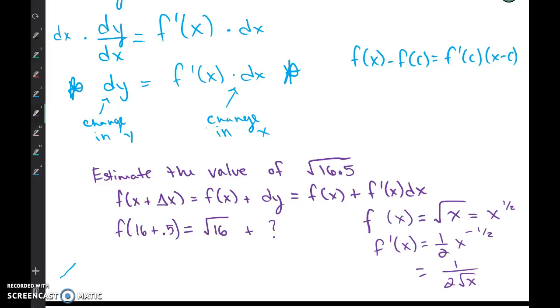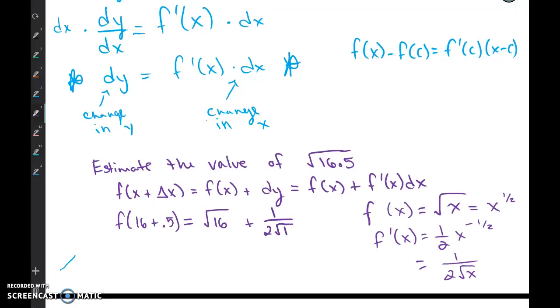So where we have this question mark now, we're going to replace that with what we just derived, 1 over 2 square root. In that spot we're going to put our x, which in this case is 16, what we know, and then we're going to have times our differential, our difference in x, which was 0.5. So we know that square root of 16 is 4, plus 1 over 2 times 4, and then this 0.5 is just like 1 over 2.